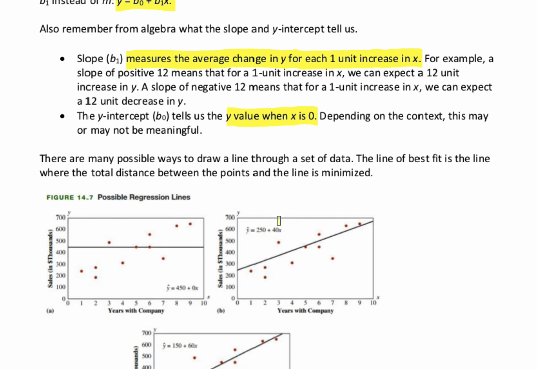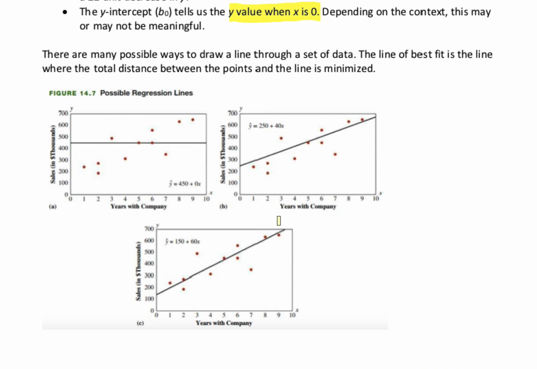So we have some different ways that we can draw lines through data. The line of best fit is going to be the line where the total distance between the points and the line is minimized. So Minitab is going to find this equation for us, so we don't have to worry about this too much, just be aware that what Minitab is actually calculating is the equation of the line where these distances from each point to the line are the smallest. That's what the line of best fit means.